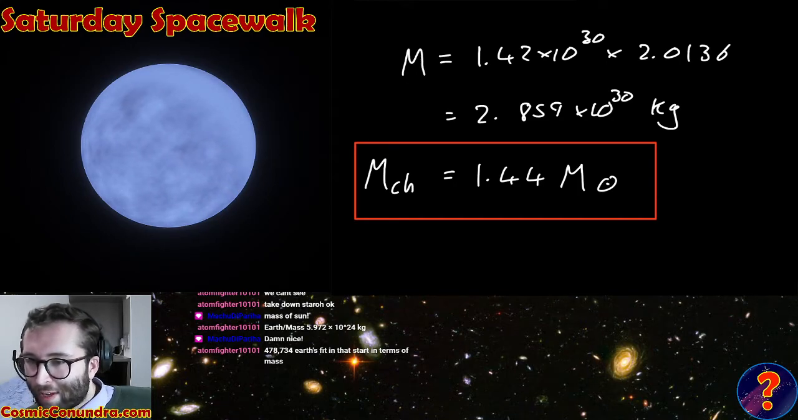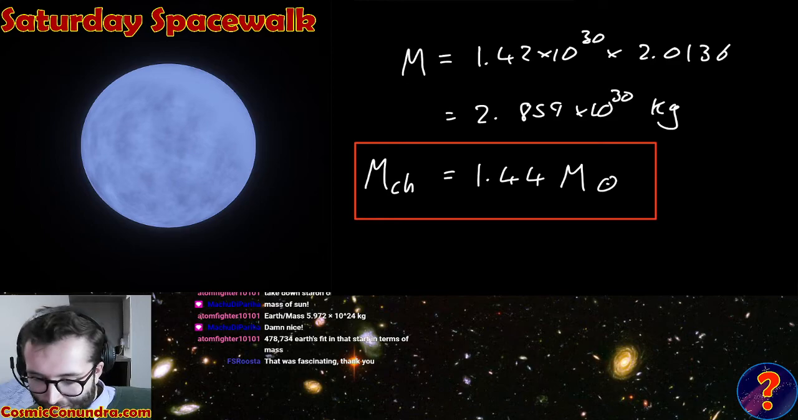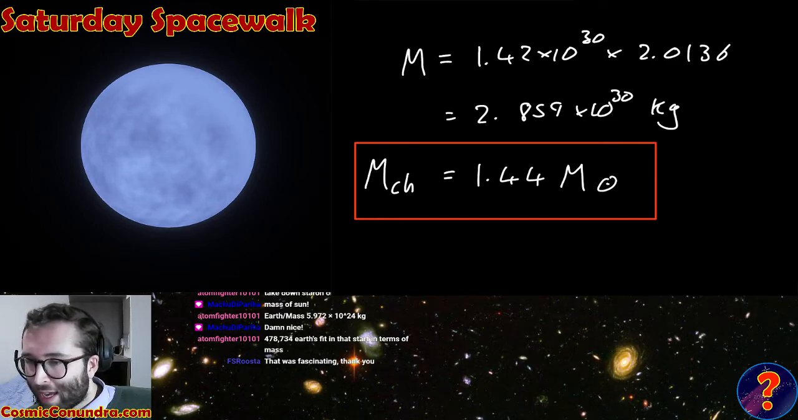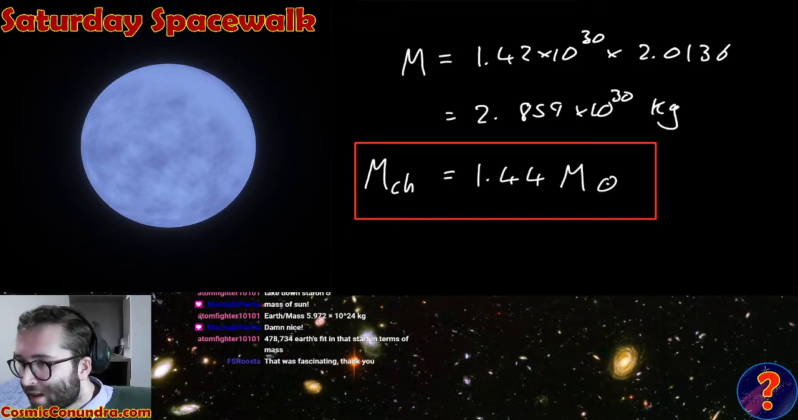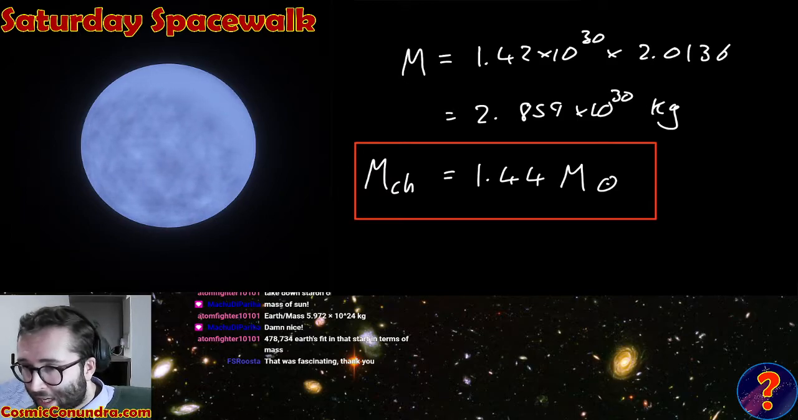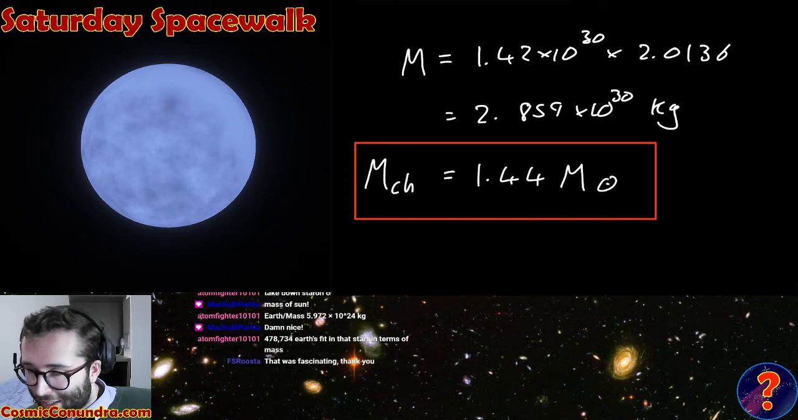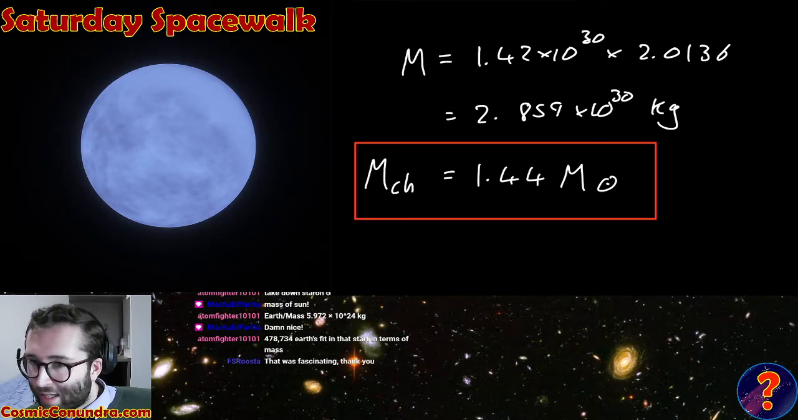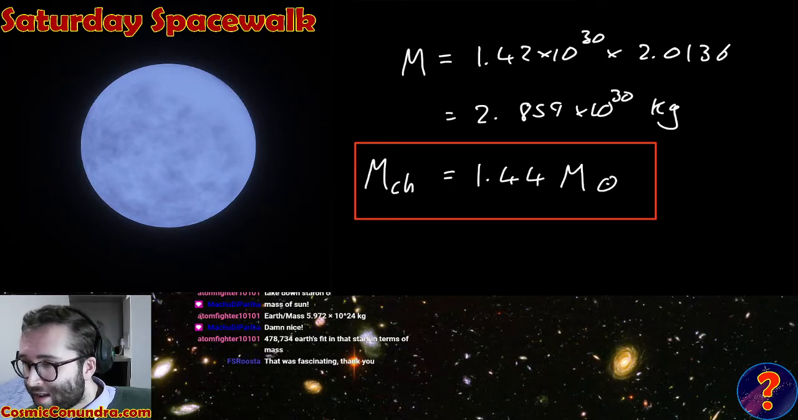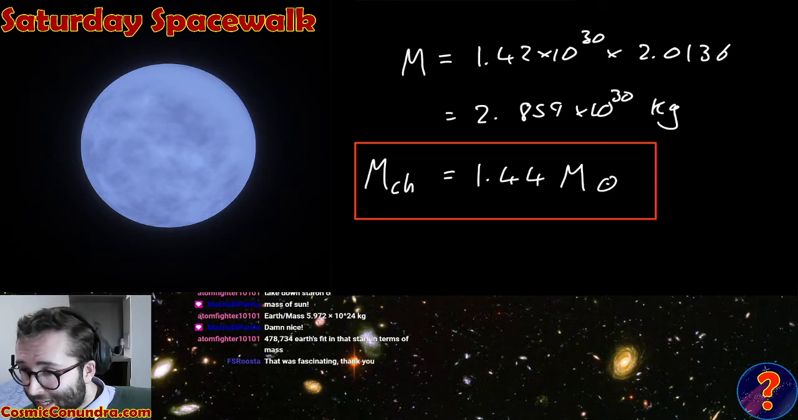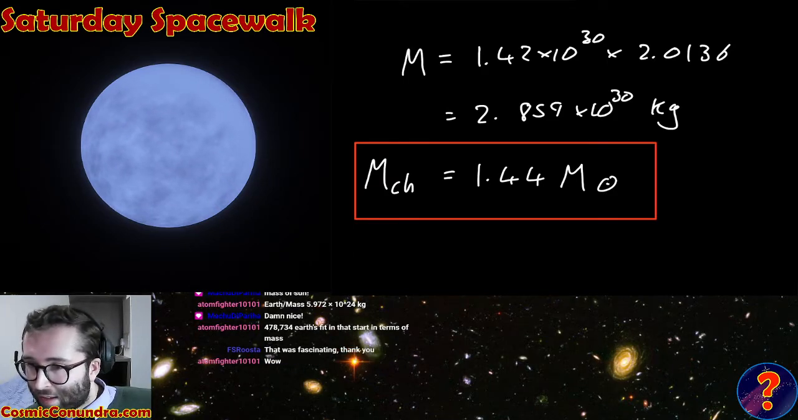4,747, some number of Earths fit in that star in terms of mass. Oh, right, so you divided by the mass of the Earth. Yeah. Well, as a sort of order of magnitude for white dwarf stars, a white dwarf is something like a solar mass confined to the volume of the Earth. Like you said, the mass of the Earth is about 10 to the 24 kilograms, and the mass of the sun is about 10 to the 30 kilograms. So that means the density of a white dwarf is about 10 to the 6 times the density of the Earth. So a white dwarf star is 1,000,000 times denser than the average density of the Earth, which is enormously dense.